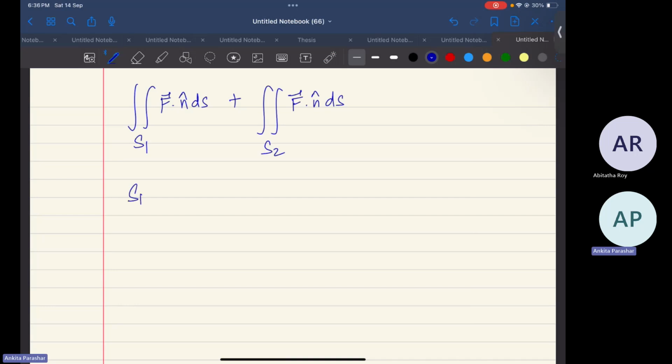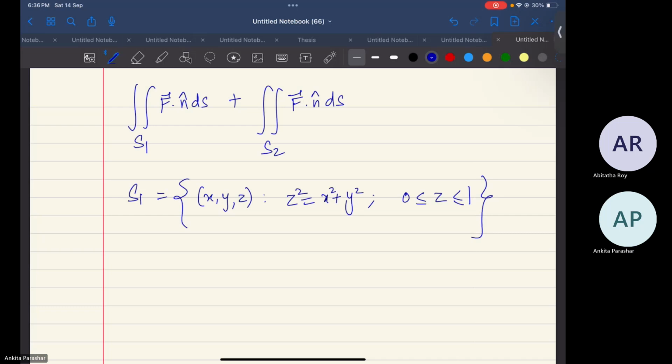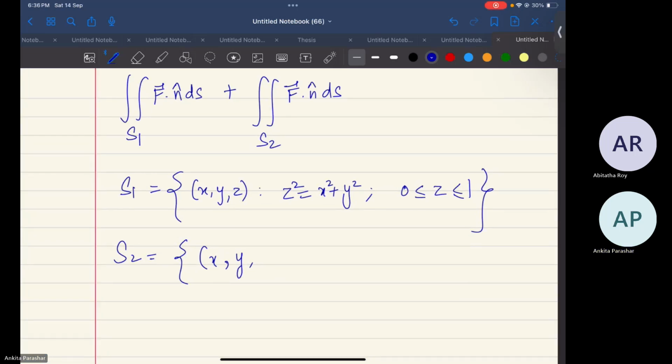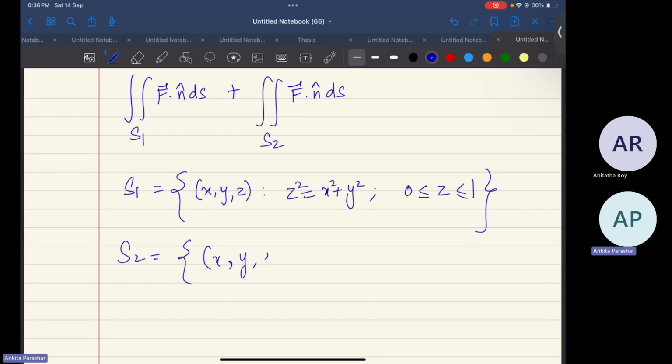What is S1? S1 is the region XYZ such that z square equals x square plus y square and z is from 0 to 1. The other region is where z is constant 1. On the top we have z equal to 1, so therefore we have just x square plus y square equals 1. Yeah, we have these two regions.